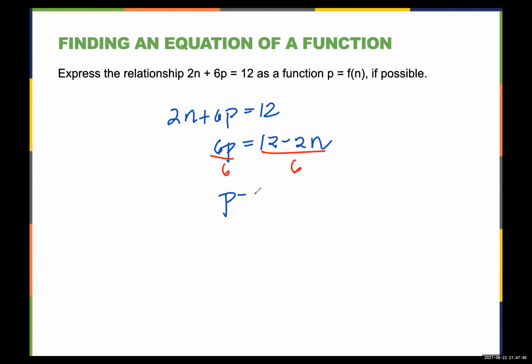So p is equal to 12 divided by 6, which is 2, minus 2n divided by 6, which is 1/3 n. So therefore, p as a function of n is written as p equals f of n, which is equal to 2 minus 1/3 of n.